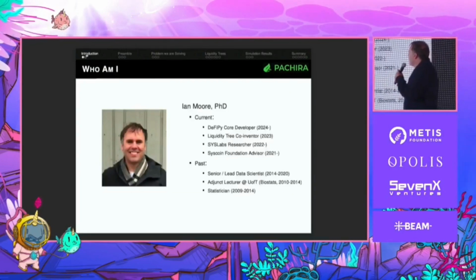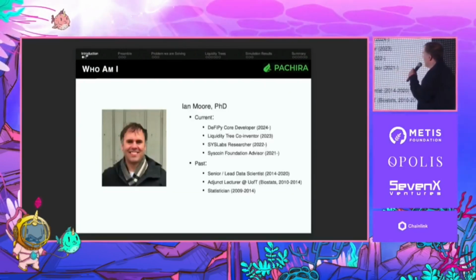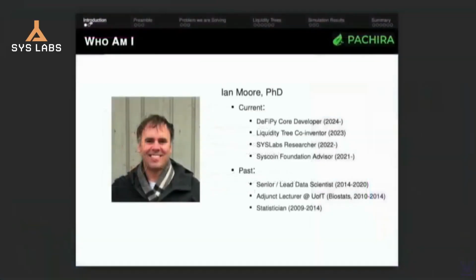So who am I? I'm Ian Moore, DeFi Pi core developer, which is a DeFi analytics Python package that we just released. I am the liquidity tree co-inventor, and I share that title with another individual, and he goes by an alias. His name's Coyote Doge. Other than his personality and his intellectual acumen, that's all I can tell you about him. So it's me and this guy.